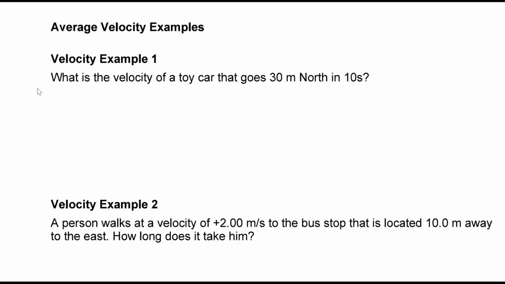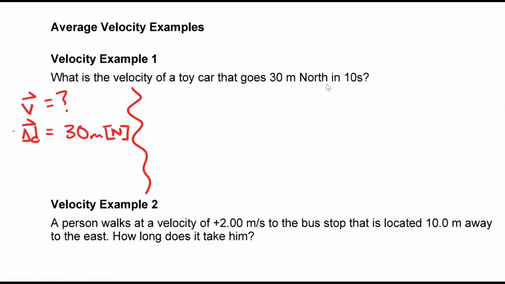Now, a lot of these calculations are going to be very similar. Squiggly line. What is the velocity, v vector equals question mark, of a toy that goes 30 meters north? So delta d vector equals 30 meters north, in 10 seconds, delta t equals 10 seconds.